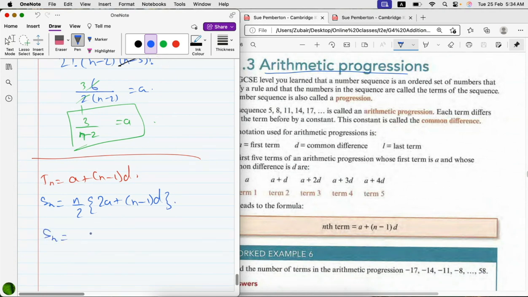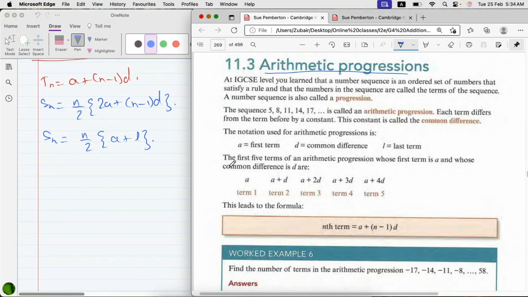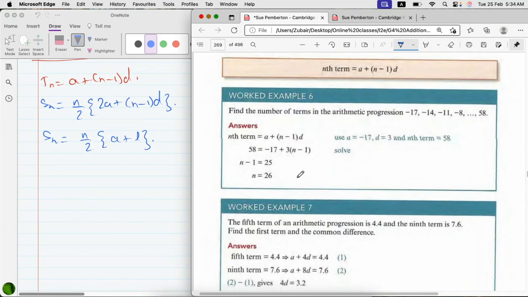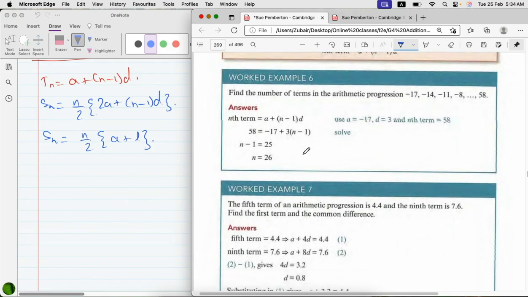or the sum could be n over 2 into a plus the last term. So arithmetic progression is basically when you add a constant to the next term. It is exactly the same topic. I'm directly coming to questions. I hope you remember this: a plus n minus 1 into d.